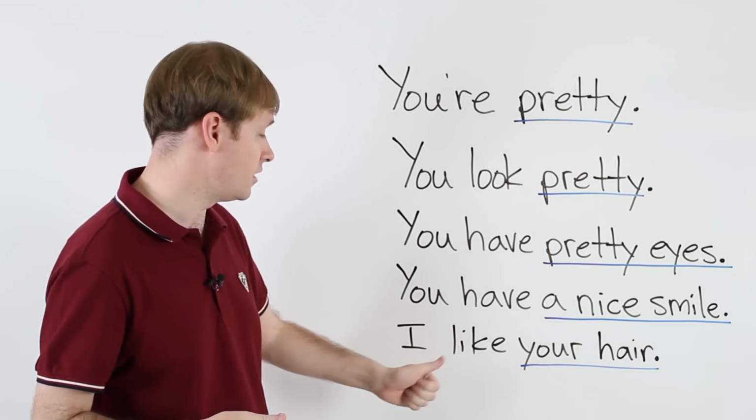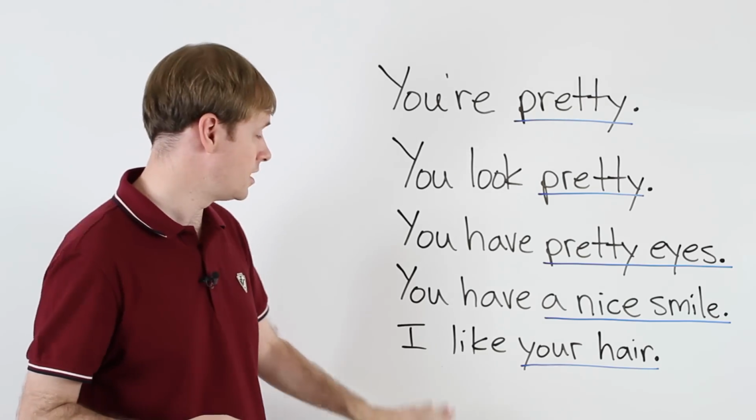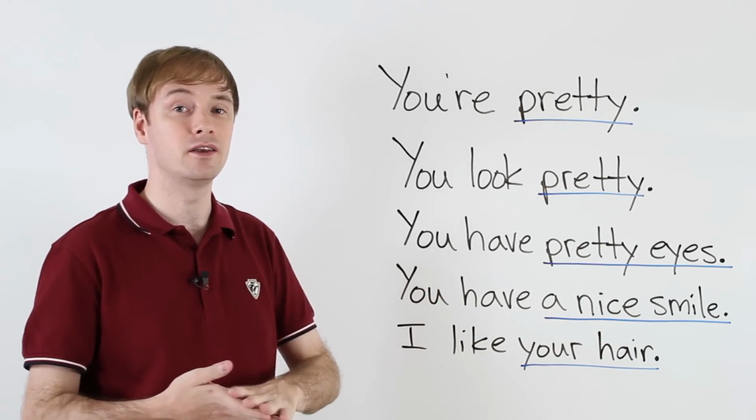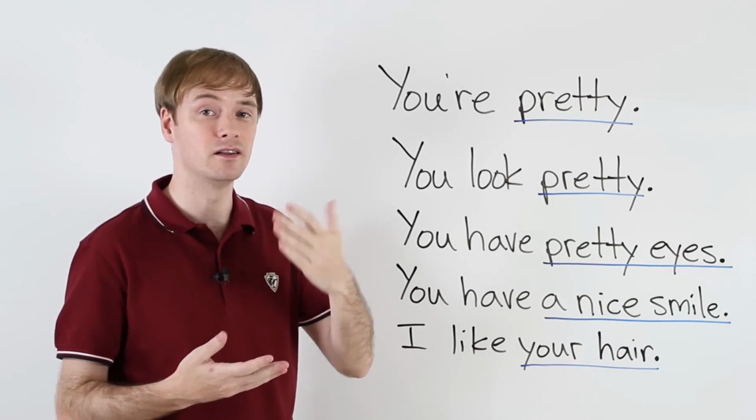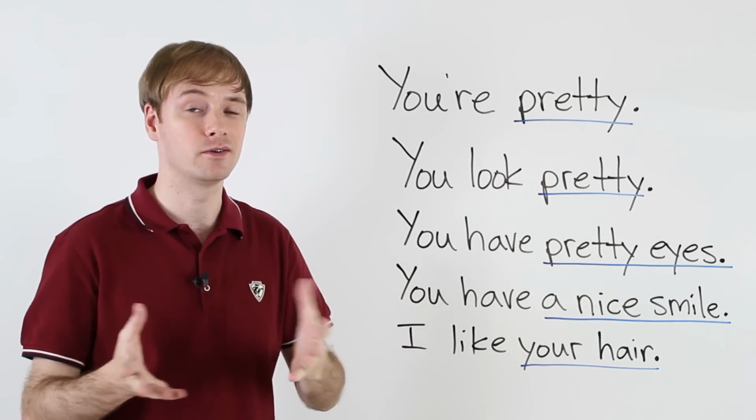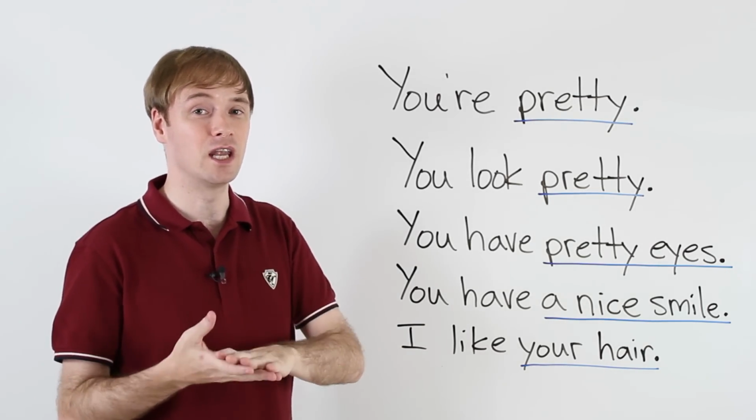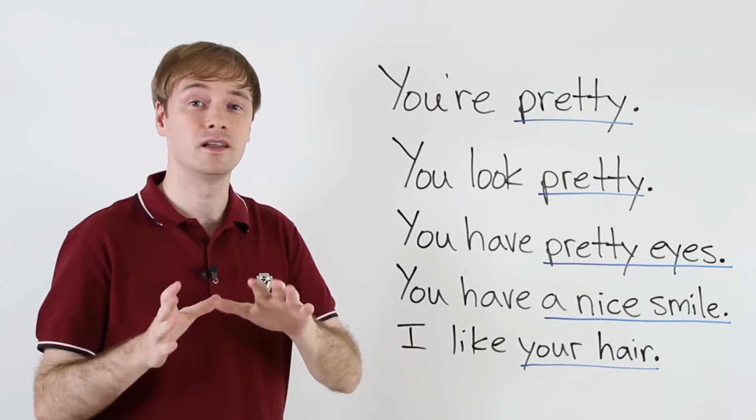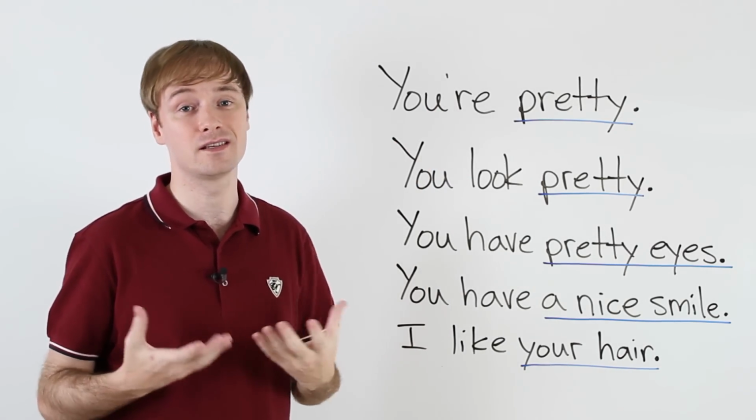The last one, very simple, very direct. I like your hair, okay? I like your eyes. I like your smile. I like your body. Okay, be careful with that one. Anyway, this is how to compliment a woman about her appearance. Let's move on to clothing and accessories.